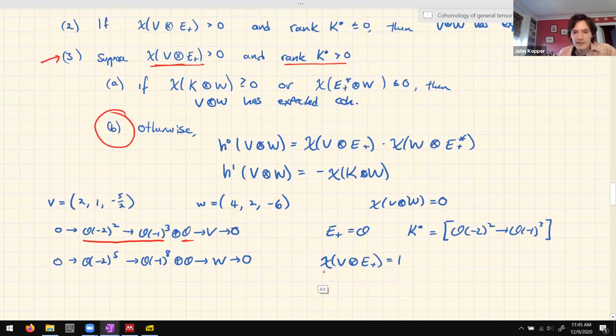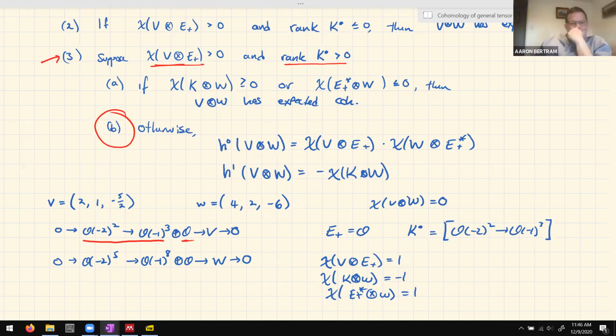And then what do I have to look at? I have to look at chi of K tensor W, which is minus 1, and chi of E plus dual, which is just O, tensor W, which is 1. So that puts me in case 3b, I think. There's something in chat. Is K a sheaf in this case? Yeah, K is a sheaf in this case. That won't always be true, but it is in this example.